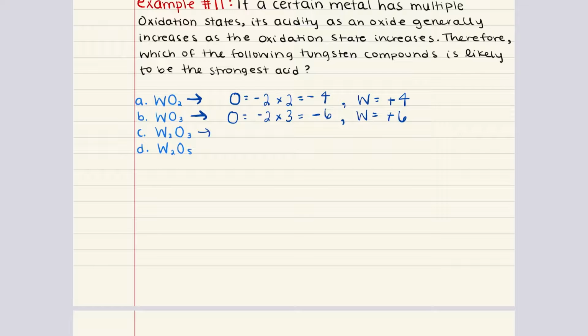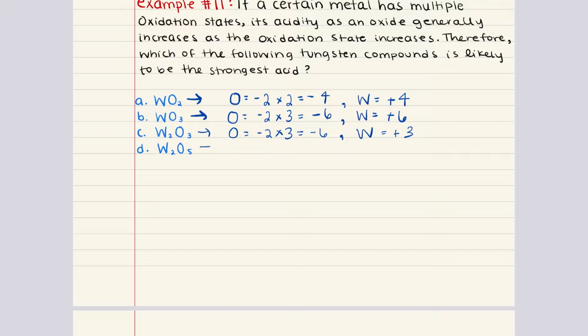For answer choice C, again, oxygen with a -2 oxidation number, and there is a total of 3 oxygen atoms. We get -6. What is the oxidation number of tungsten to ensure that the sum equals 0, considering we have 2 tungsten atoms? In this case, it will have a +3 oxidation state.